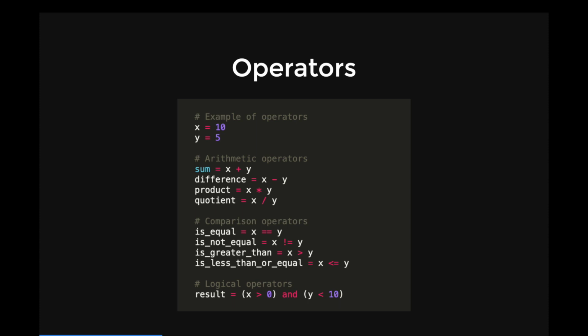Logical operators. So if you see here, I am saying result equal to x is greater than 0, which is true because x is 10, and, the logical operator, and I'm asking is y less than 10, which is true. So both are true, true and true, the result will be true.